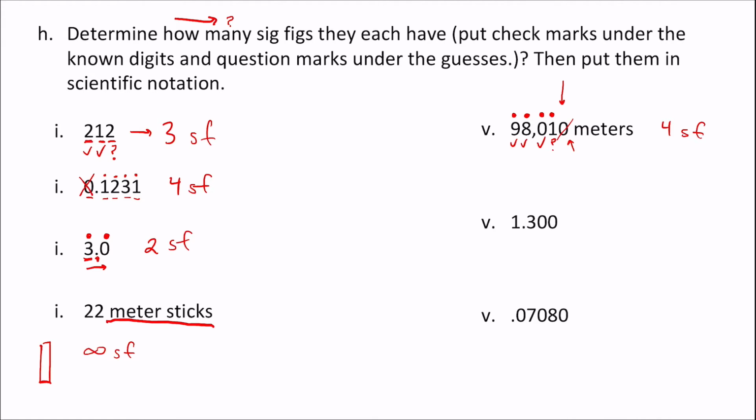All right, the next one, this is a non-zero and a non-zero, so they count. There's a decimal, so it goes non-zero, decimal, all the zeros to the right of it also count. So this has 4 sig figs as well.